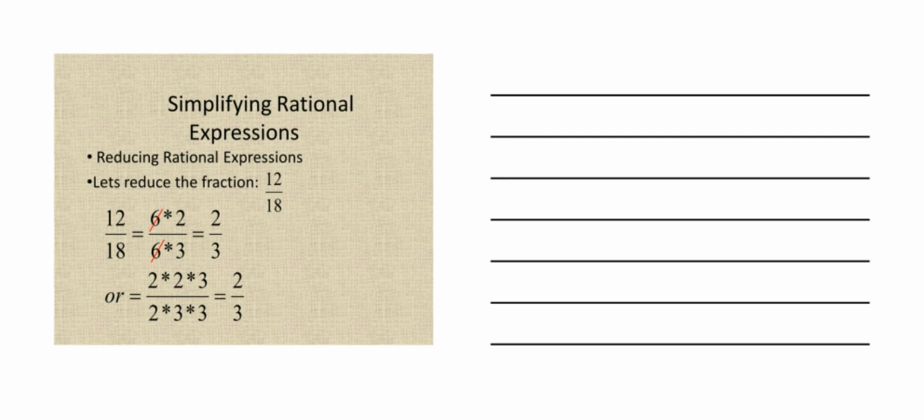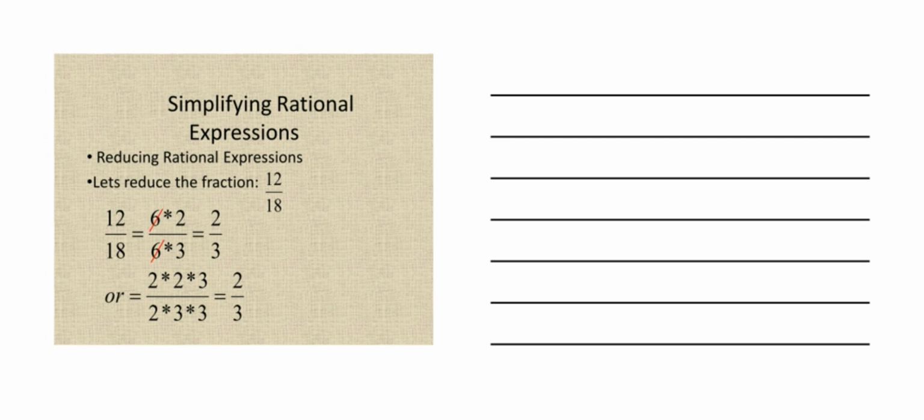Or likewise, we can go a little bit further into its prime multiples. So 12 could be converted into 2 times 2 times 3. 2 times 2 is 4. 4 times 3 is 12, right? So it gives us 12 again. And on the bottom, 2 times 3 is 9. 9 times 3 is 18, right?